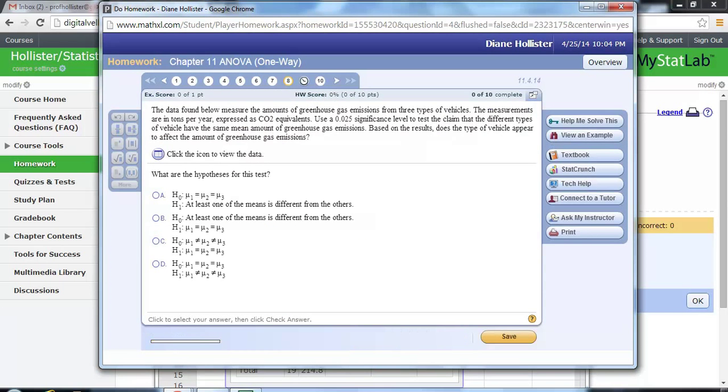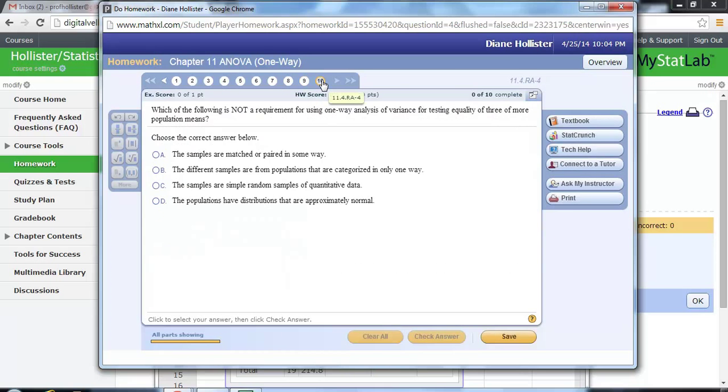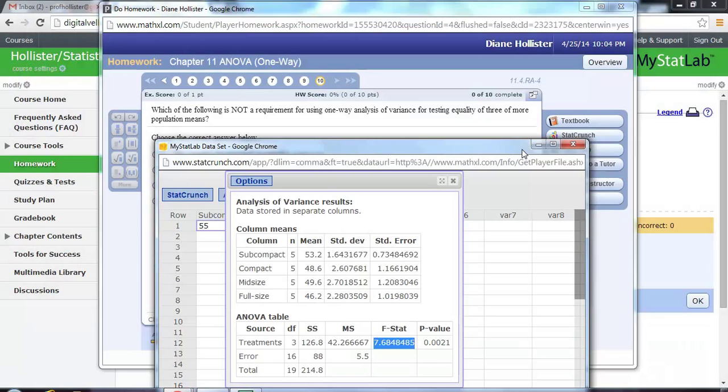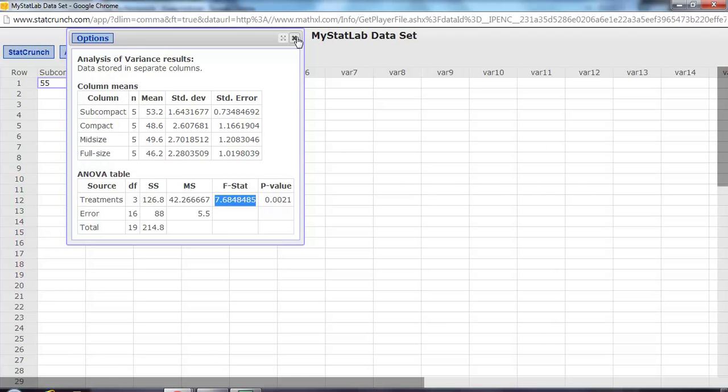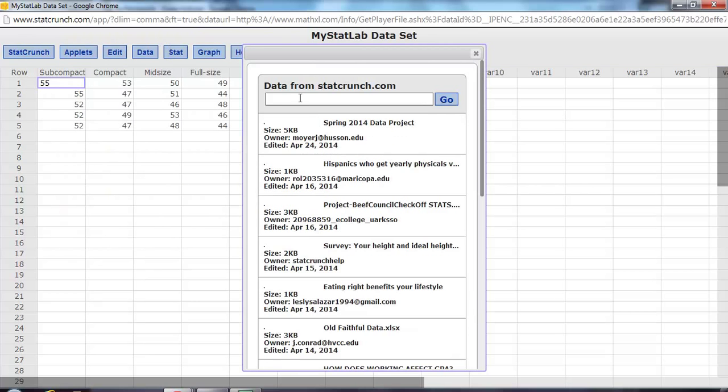And again, you can go through here. You'll see some other questions kind of built along the same lines, some with data, some with results, some just asking you to think about concepts. Now we're going to return momentarily here to StatCrunch, and we're going to take a look at another type of data that might occur, another type of ANOVA. And so I'm going to load a shared data set.